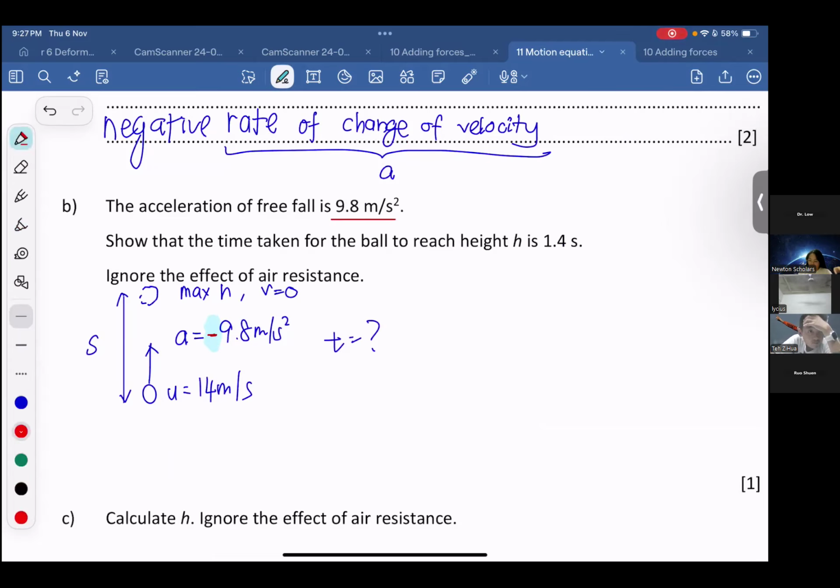So what formula can I use? U, V, A, T. Is it the first formula? V equals U plus AT. Final is 0, initial is 14, plus negative 9.8 t. You get t equals 1.4 second, if not mistaken.